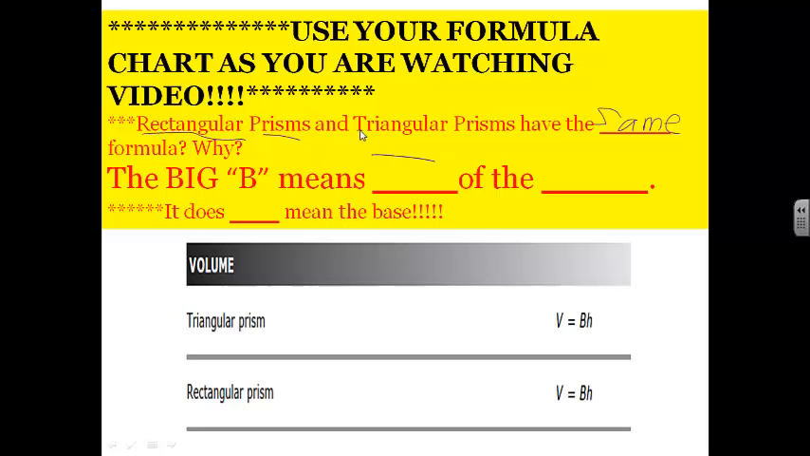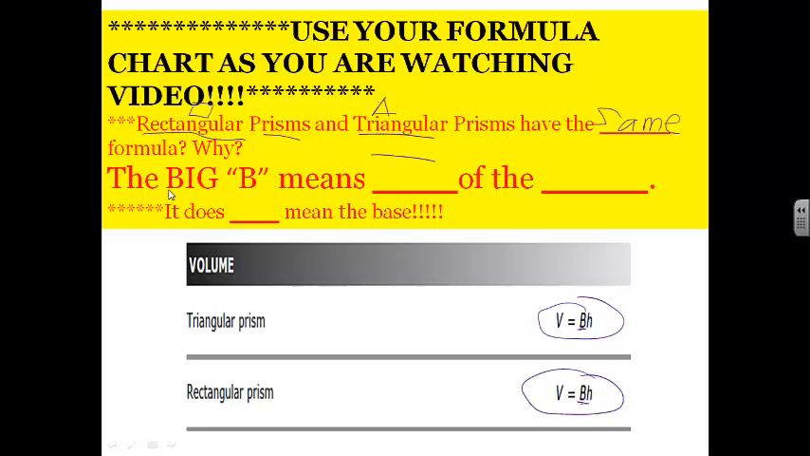Now, how is that true? They're two totally different shapes. Triangular prisms have triangles as their bases, and rectangular prisms have rectangles as their bases. If we look down here, we see that for a triangular prism, V equals the big B times the lowercase h. Volume down here for a rectangular prism is also big B times lowercase h. So what do we have in common? They have the same formula, big B times h.